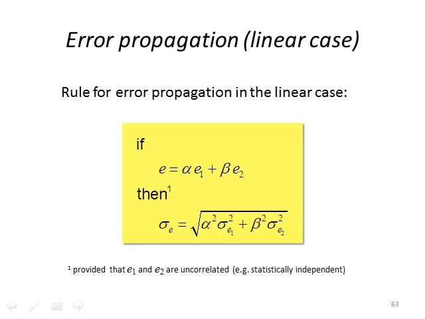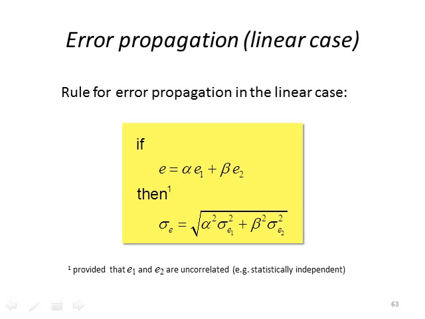So for error propagation in a linear case, the rule is: if the error is equal to alpha error 1 plus beta error 2, then the standard deviation is going to be the square root of alpha squared sigma from error 1 squared plus beta squared sigma from error 2 squared. Essentially what this means is the squares of the standard deviations, the variances, sum.